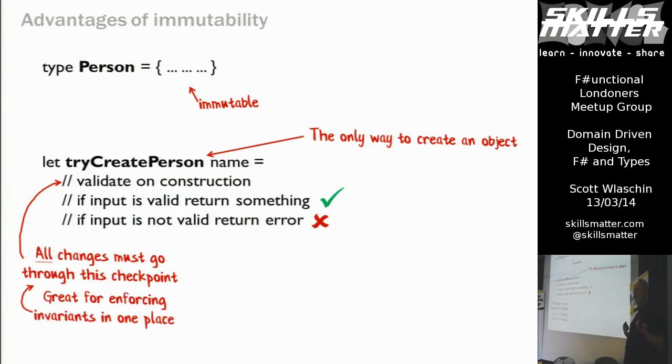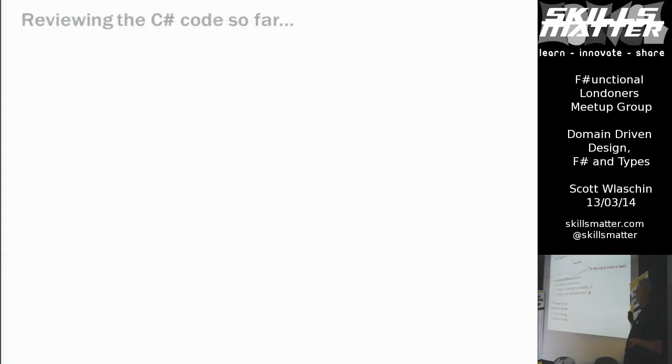Now, the amount of trouble that people have trying to maintain invariants when you have mutable data structures is just awful. So immutability just means if you have to create a new one, you recheck all the invariants every single time, and it's much, much simpler to do. So that's a little plug for immutability there.